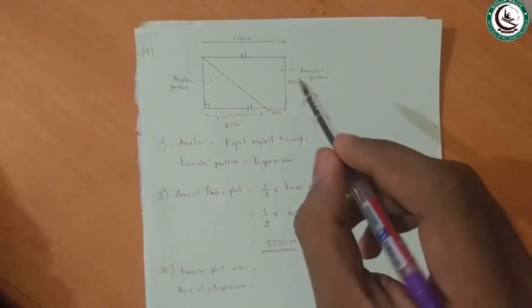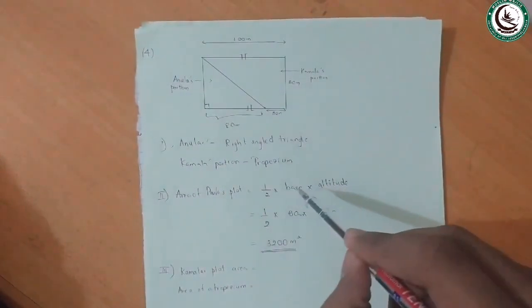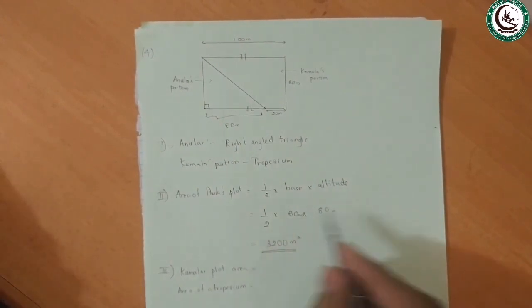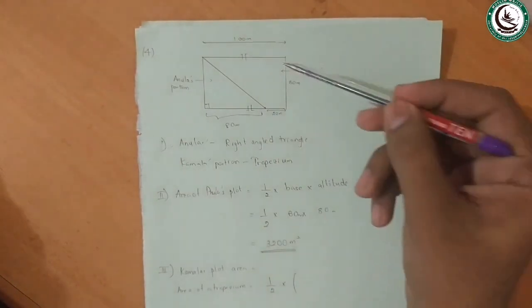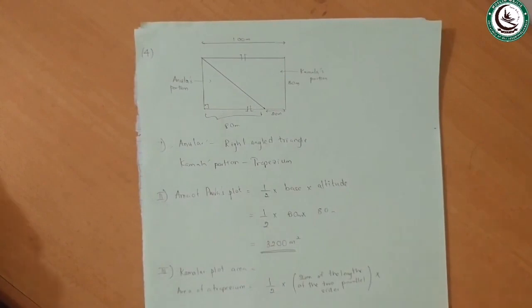So as we said before, the shape of Kamala's plot is a trapezium. So do you remember the equation for the area of a trapezium? It's similar to the equation for the triangle. Everything is half into the sum of the lengths of the two parallel lines. What are the two parallel sides? These two. So the sum of the lengths of the two parallel sides multiplied by, similar to the triangle, the altitude or the perpendicular height.